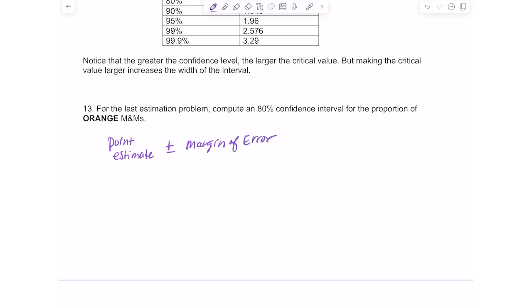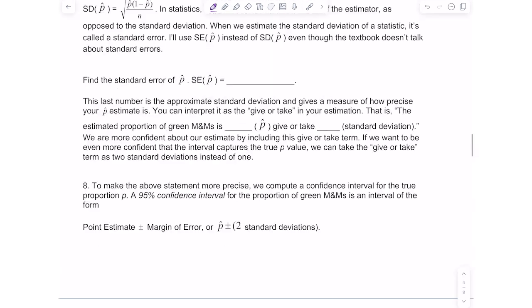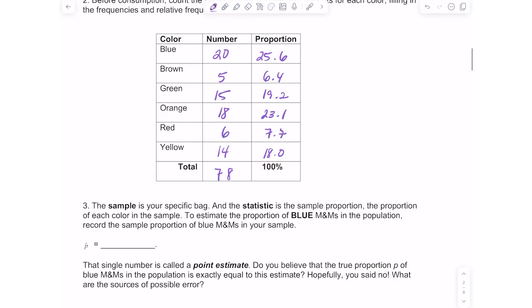Like, what is the point estimate? The point estimate is going to be our p hat, our sample proportion, in this case of orange M&Ms. The margin of error is made up of something called the z critical value, so we call it z star, and then we multiply that by the standard error of p hat. So p hat here is going to be our proportion of orange M&Ms.